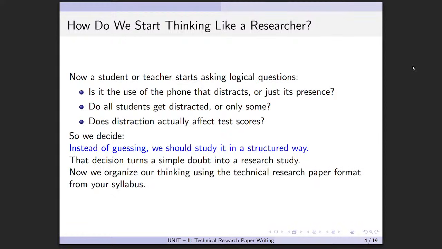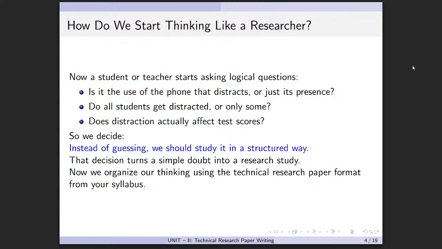The questions that come from a researcher's point of view are: does the use of the phone distract, or does the presence itself distract the student? Do all students get distracted? Only some? Or does distraction actually affect their marks? This is how you need to think. As a researcher, we need to think about all those things. When you are using a mobile phone, does it reflect in your exams, in your presence in the class, in your interaction with the faculty? A researcher will get these questions when working on a problem statement.